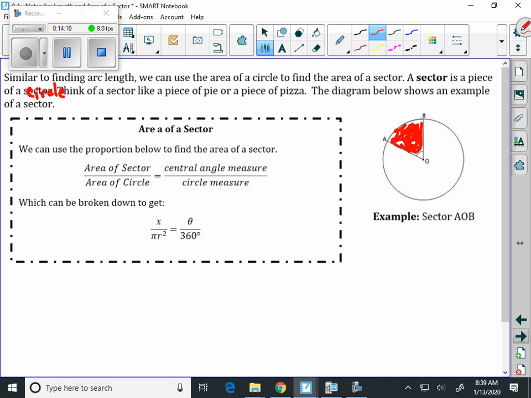But to find the area of a sector, what we do is we take the area of the sector, which I'm going to call x, and we divide it by pi r squared this time. So what we're looking for is the area of a sector divided by the area of the entire circle, and then again we're going to do the central angle divided by the entire measure of the circle. So it's almost the same thing as finding the length of an arc. The difference is that we're doing pi r squared on this problem instead of 2 pi r.